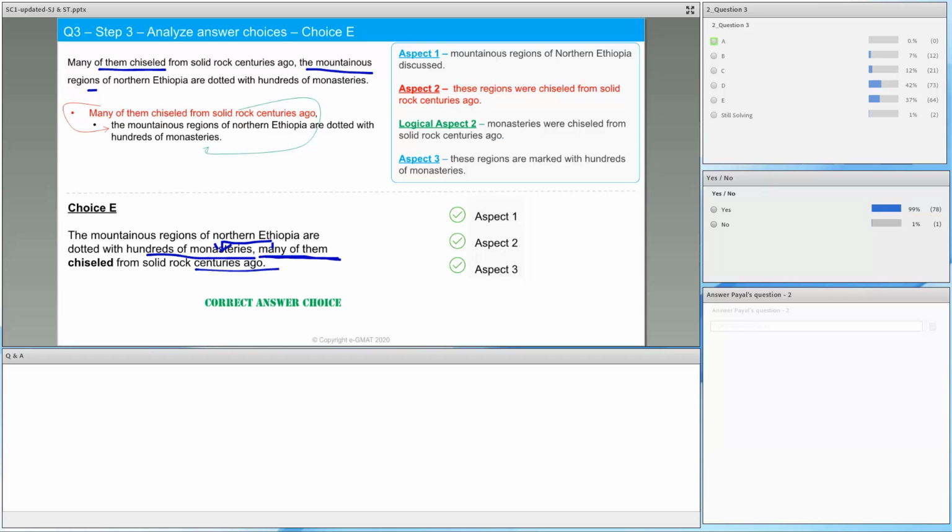But when we pick this modifier up and place it close to hundreds of monasteries, then the meaning is absolutely clear. We don't need anything else. Them does refer to hundreds of monasteries. Then there is no question of any ambiguity about them. Make sense?